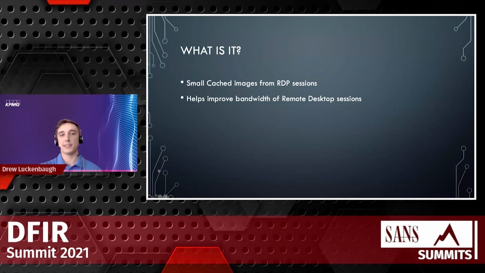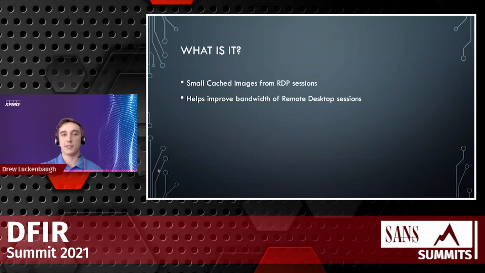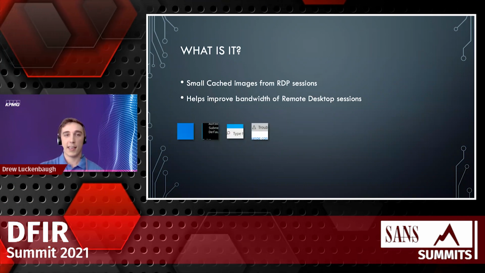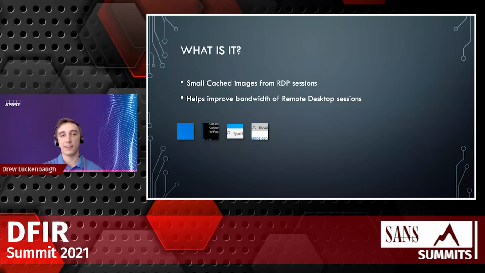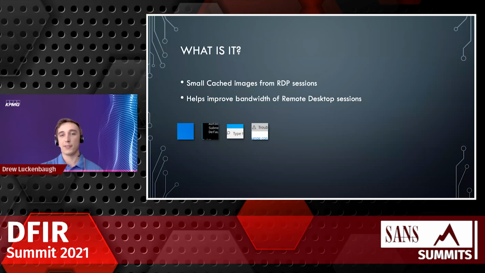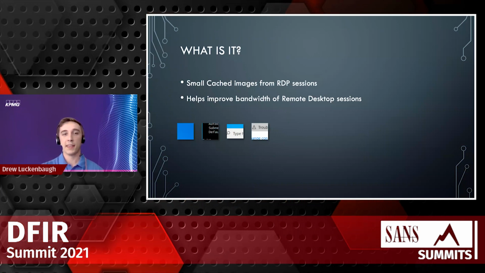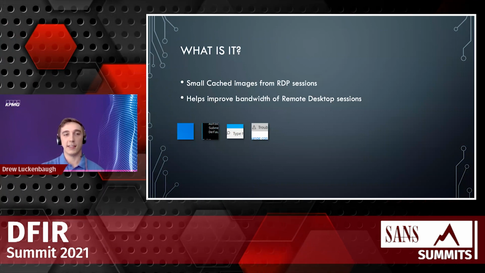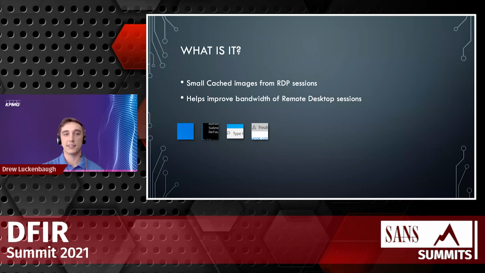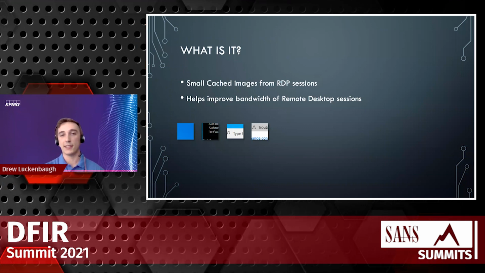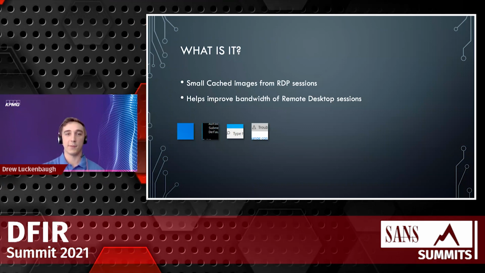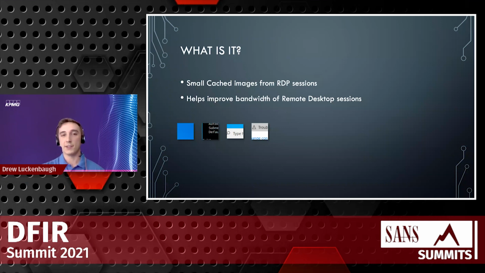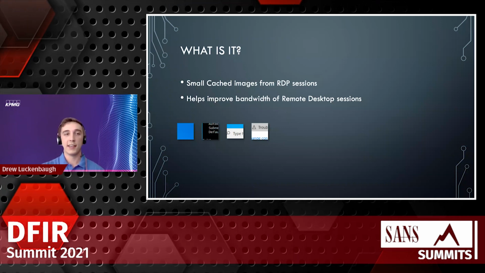So what is it? Well, bitmap cache are these small cached images. And from where you can see here on the screen, they're saved from your remote desktop session. So this was originally introduced to help with network bandwidth, as it allows for the reuse of images instead of having to constantly update the entire screen. Now, this artifact has withstood the test of time due to its interesting nature of visual analysis.